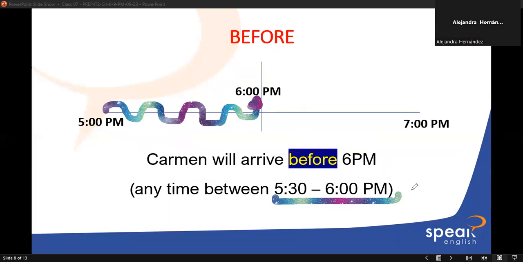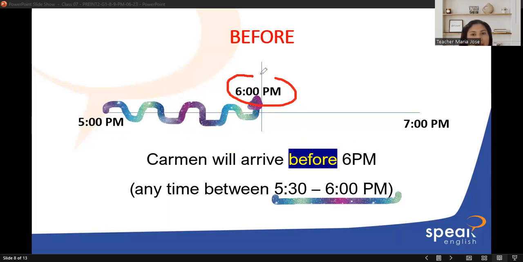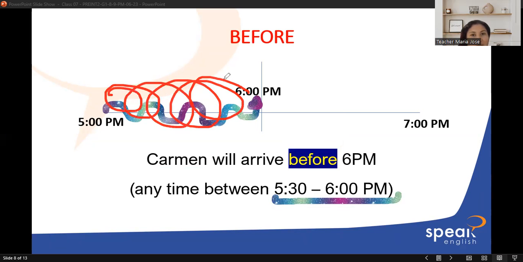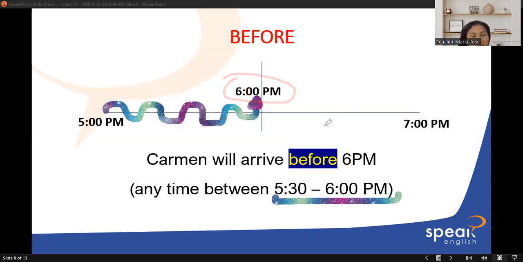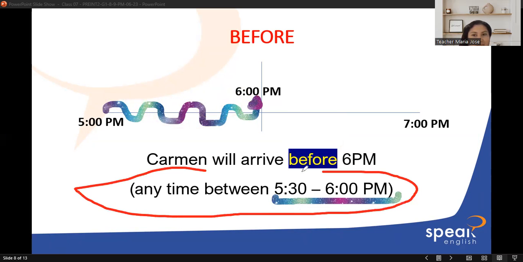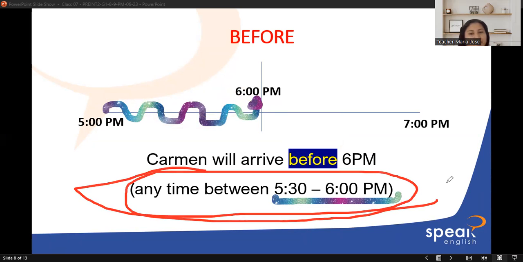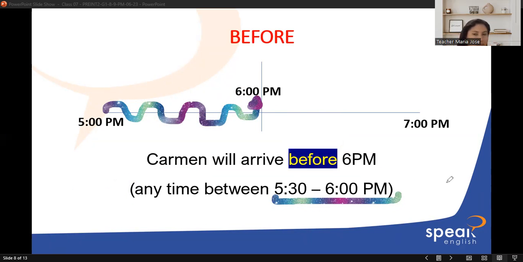Carmen will arrive before 6 p.m. Okay, so as you can see, the time is 6 p.m., okay? That is the time. And I am telling you that Carmen will arrive before. So it can be any time before this one, okay? So technically the time could be what, Francisco? Any time between 5:30 and 6 p.m.